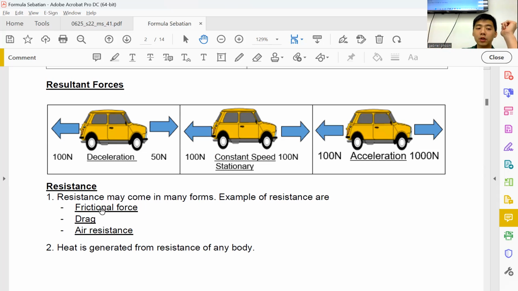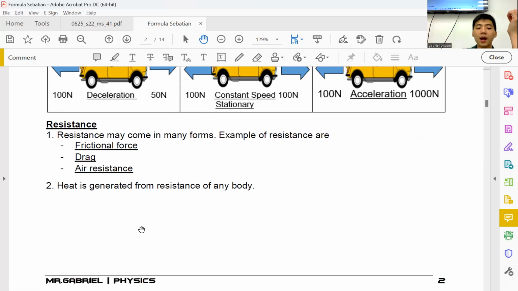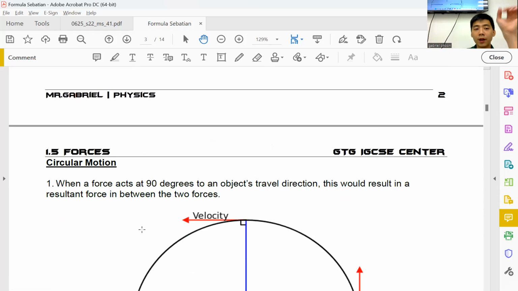Lastly, we also talked about the three forms of resistance. It would be either friction force, the most common one, drag, which is usually in water, and air resistance, which is obviously in air. So it's solid, liquid, and gas in this scenario. Then after that, we left off here.